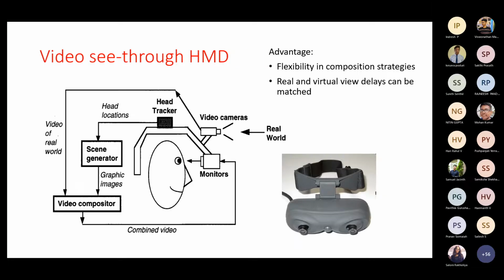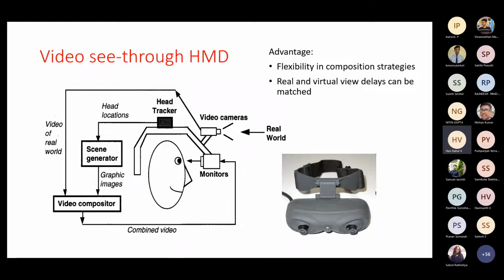And the second category is head mounted displays, under which we are talking about video see-through. In the case of video see-through, an example head mounted display set is provided here. The real world information will be captured via a camera, and it will be sent to a video compositor.